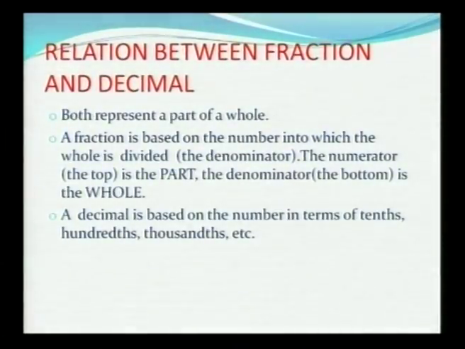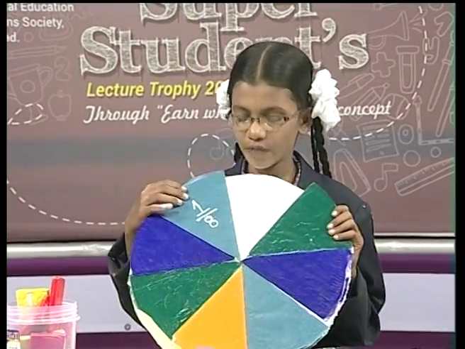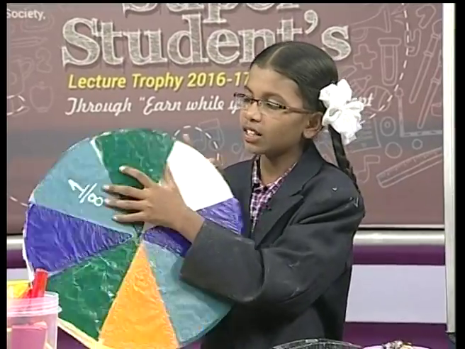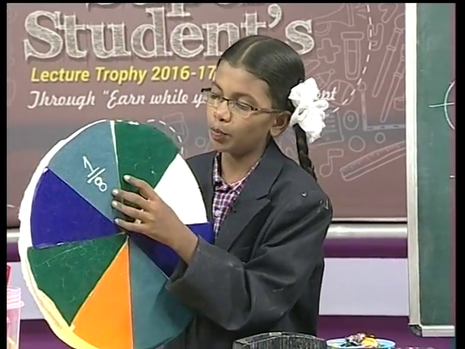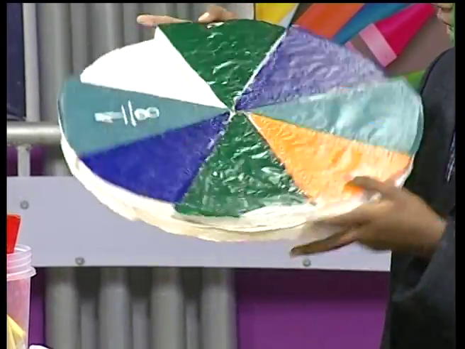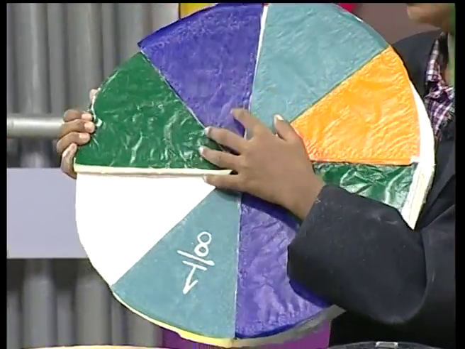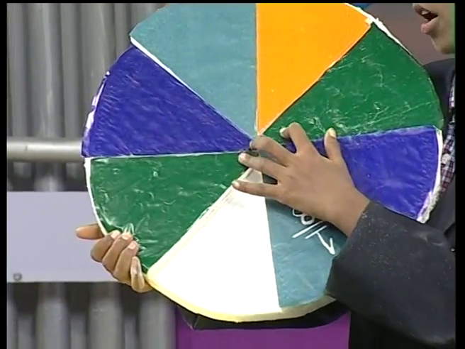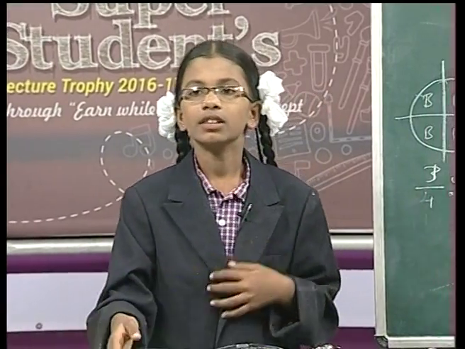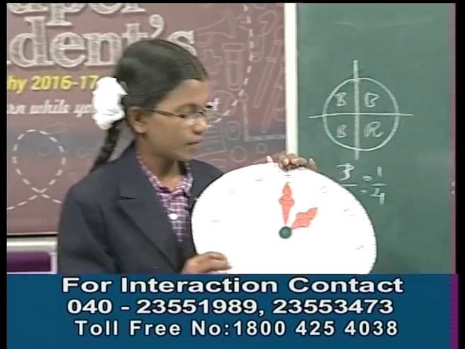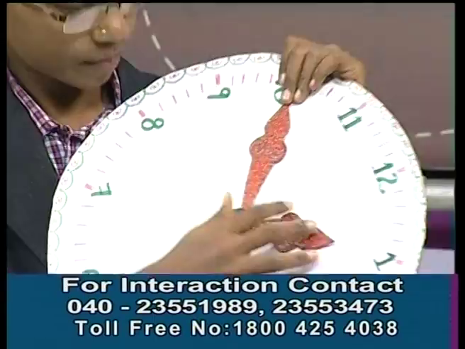Friends, see here, one part is 1/8 and we join another part. Here 2/8 and we join another part. Here 3/8, another part 3/4, and another part 4/8. Friends, 3/8. Friends, observe here.